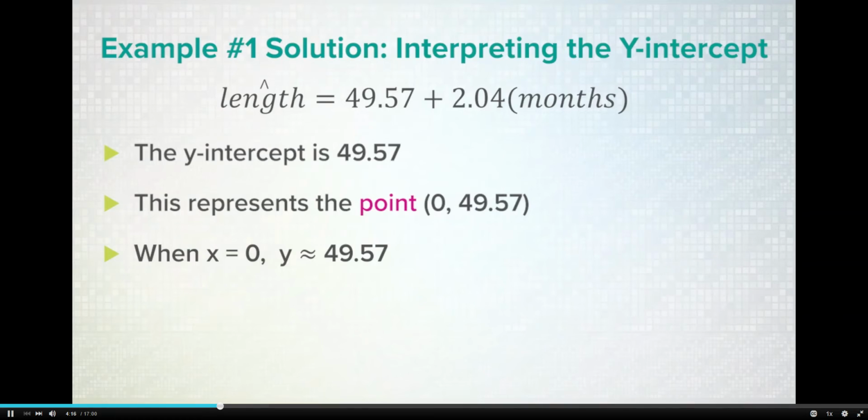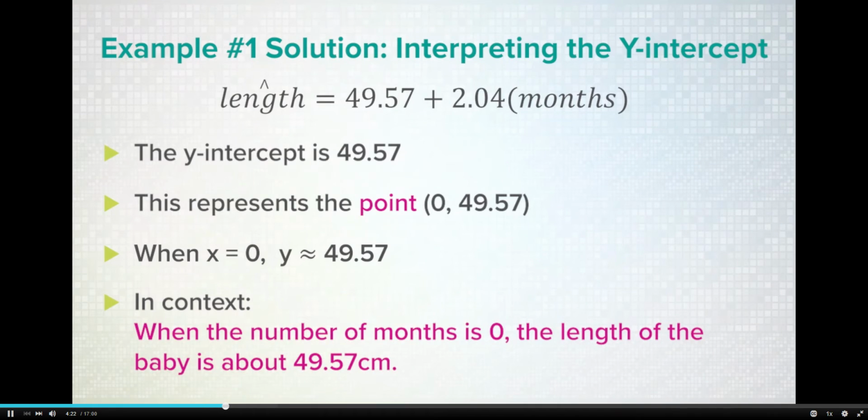I don't want to say when x is 0, y is 49.57, because then what I'm saying is when a baby is 0 months old or when the baby is born, they will be exactly 49.57 centimeters. All babies, when they're born, are different lengths. What we're doing is giving an approximation of that value. So in context of this question, we should say when the number of months is 0, the length of the baby is about 49.5 centimeters.